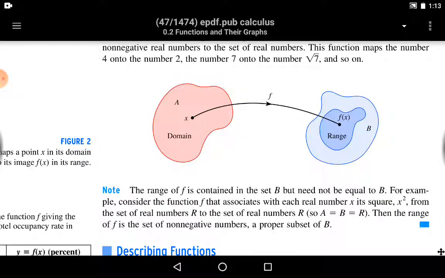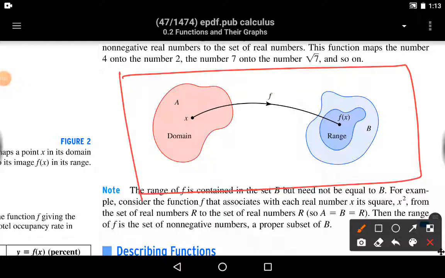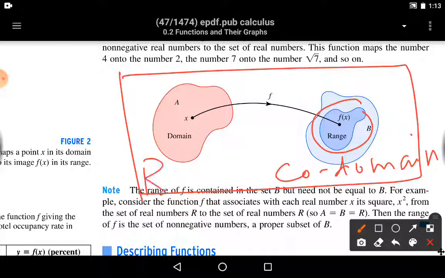When drawing a picture, we can draw it like this. This is a function with domain A, and f maps to B. B is the full set and we call it the codomain, and this is our range. From the picture, it is clear that the range is a subset of the codomain.